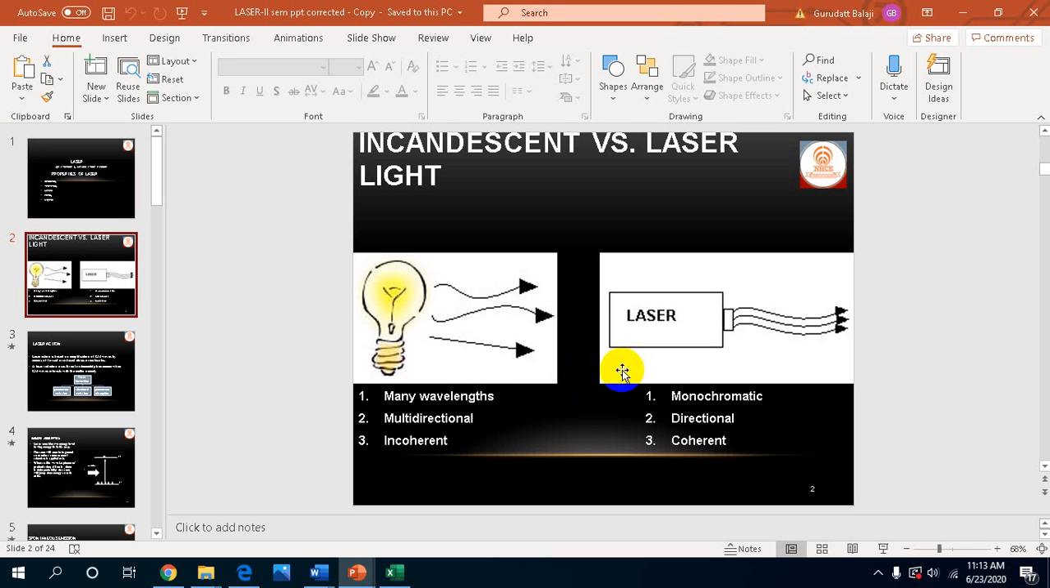You can see from this figure, which is very clear, when I take an ordinary source of light, it consists of many wavelengths, is multi-directional, and all the waves travel in different directions, with different energies and different wavelengths, so they are said to be incoherent. Whereas the light emanating from the laser is monochromatic. It is a single wavelength, same direction. So they are said to be coherent. This is the difference between the laser and the ordinary source of light.